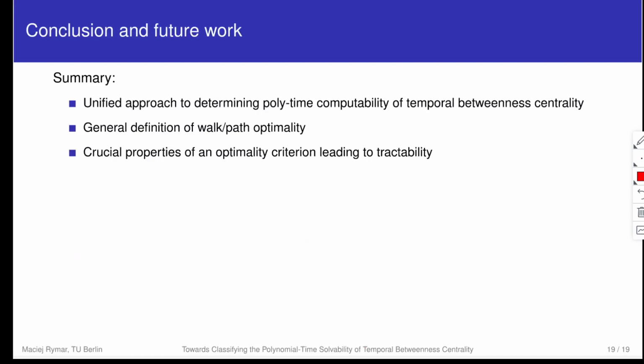And now I would like to just summarize the whole work. So what we have done is we have set about finding a unified approach to determining polynomial time computability of different betweenness centrality variants. The way we have done it is we have provided a general definition of walk or path optimality, and then defined crucial constraints on this optimality criterion that lead to tractable betweenness centrality measures.